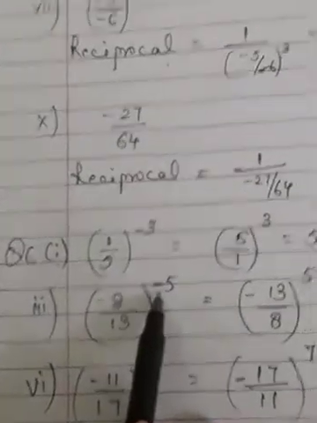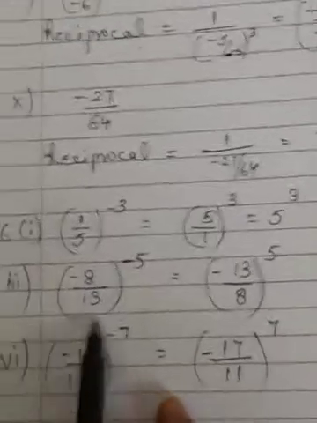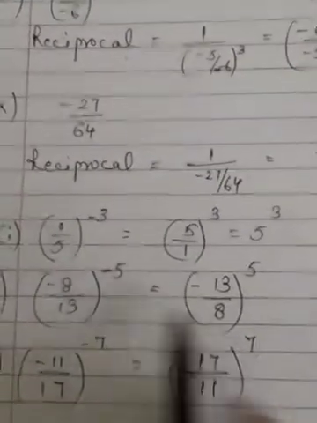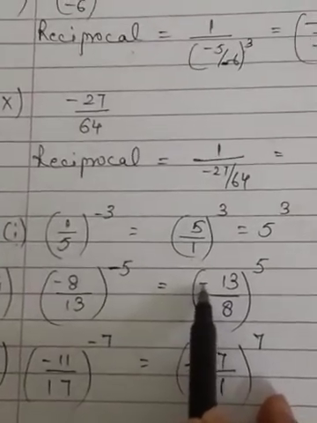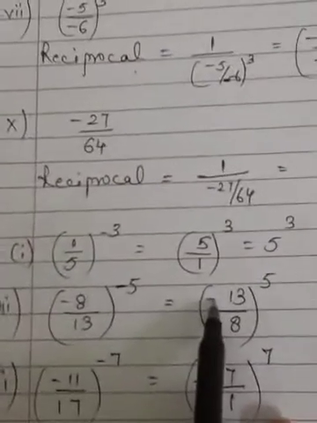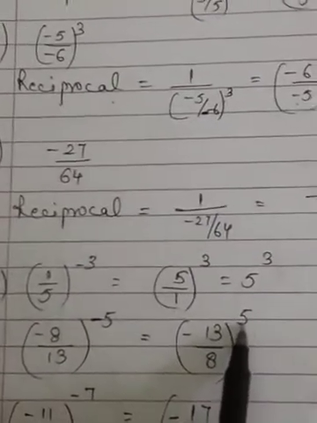Now this is your third part, minus 8 by 13 to the power minus 5. The reciprocal of this will be, make it upside down. So 13 goes on top, 8 comes down. Write minus in the numerator only. Sometimes in your answer at the back you will find it down, but you take it in the numerator only. And now this negative power minus 5 becomes positive power 5.